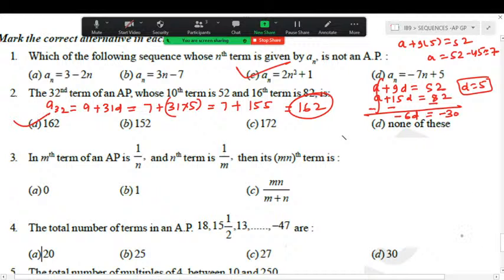Okay, you got the solution. Tell me this first. Okay, you are okay with the solution that I have presented here. All right, now I want you to attempt this question.